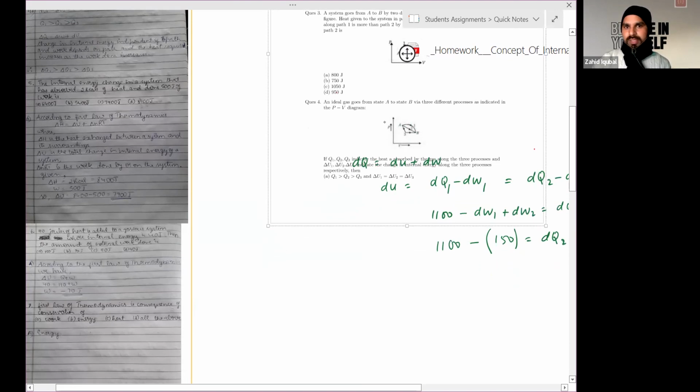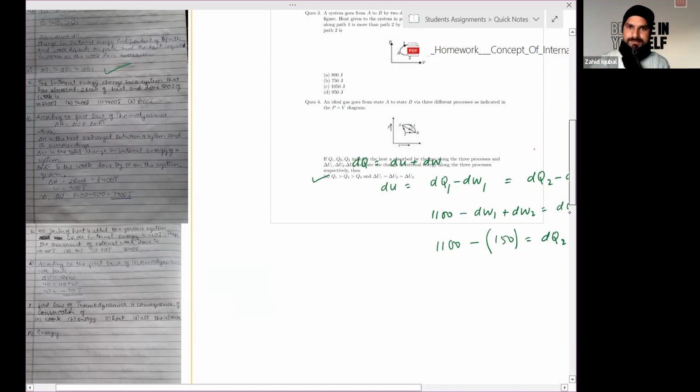Now, the area under the pressure versus volume curve will define the work done. The more area it covers, the more work done. Since path 1 is at the highest point, it will enclose maximum area, then the second path, then the third. And since all of them have the same internal energy change, work done will be proportional to the amount of heat supplied to the system. Is it clear? So option 1 will be correct. Good.